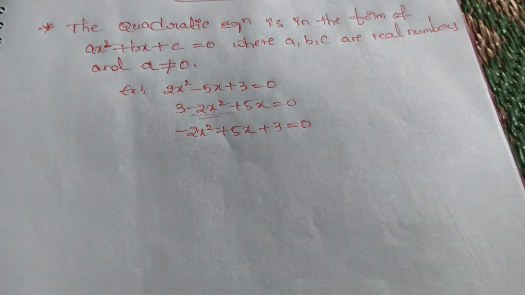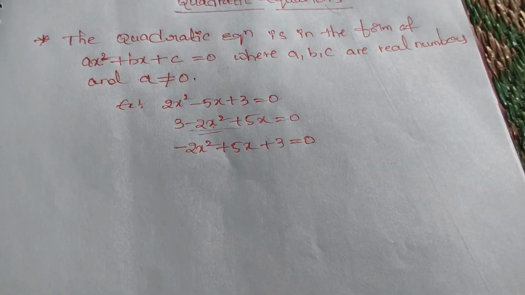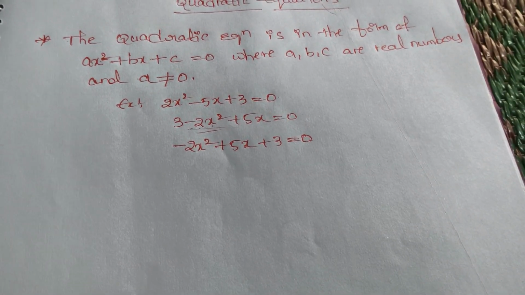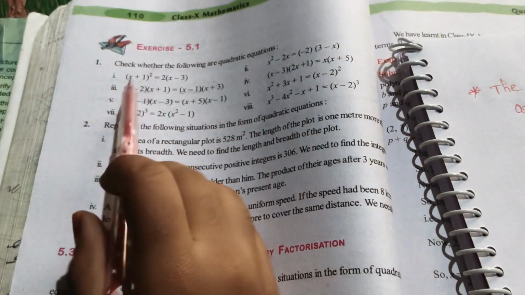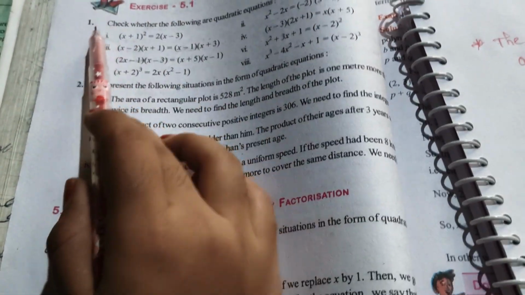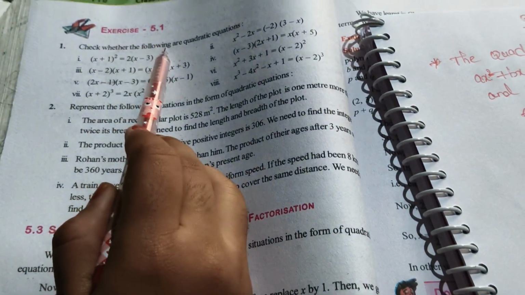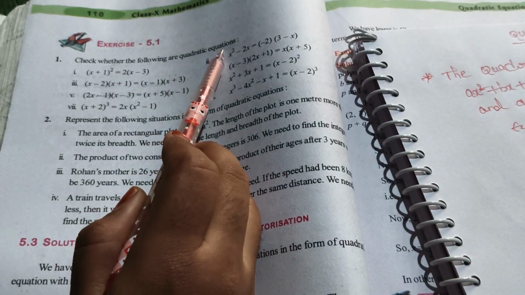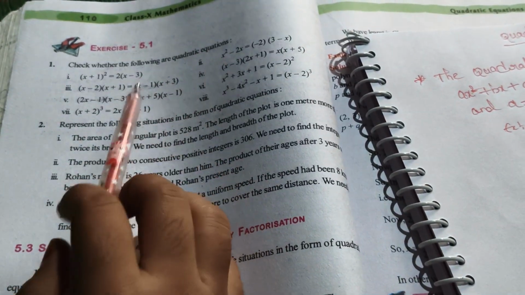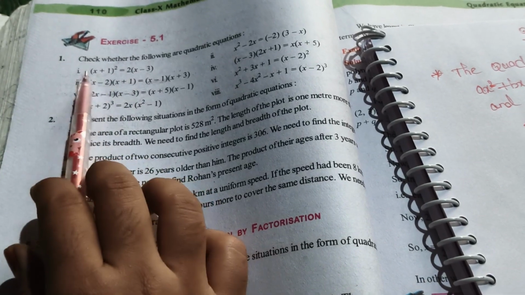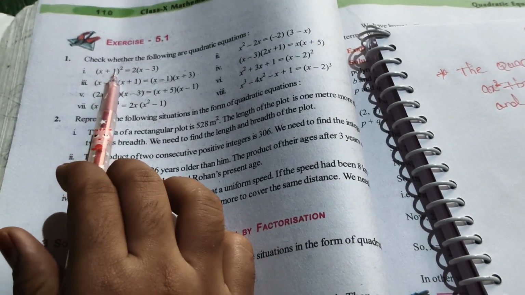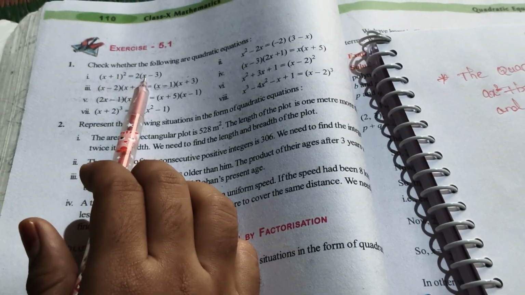Now let us see some problems on quadratic equation. Now we are going to see exercise 5.1. If you observe, in exercise 5.1, the first question is to check whether the following are quadratic equations or not. So what is the first question here? x plus 1 whole square is equals to 2 into x minus 3.